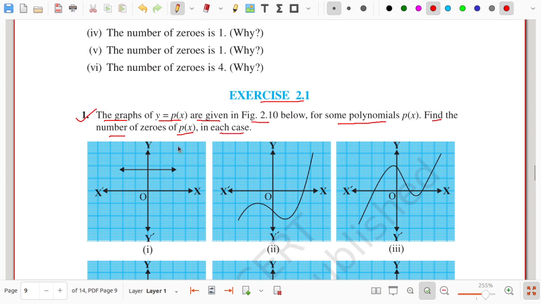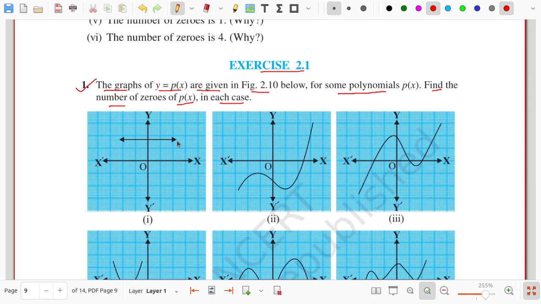So here graph of polynomial is given. We have to find for each graph how many zeros are there. Okay. So what is the zero of a polynomial? Suppose p(x) is a polynomial. So for what value of x, the p(x) will be 0, that x will be the zero of the polynomial. Suppose x minus 1 is a polynomial. If we put x equals 1 here, it will give 0. So this one will be the zero of this polynomial.